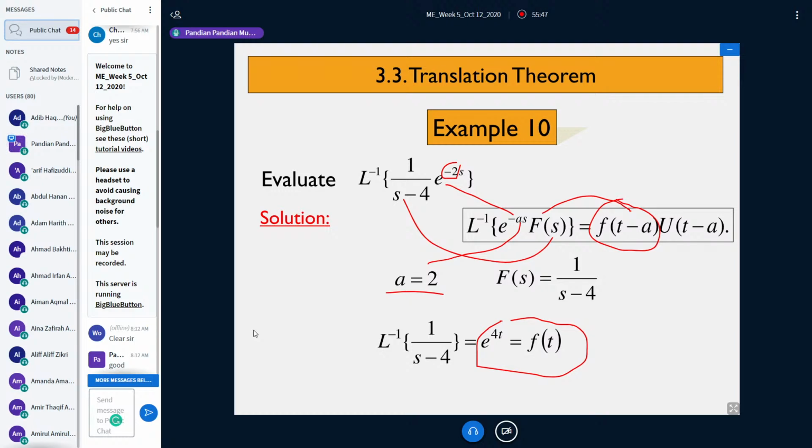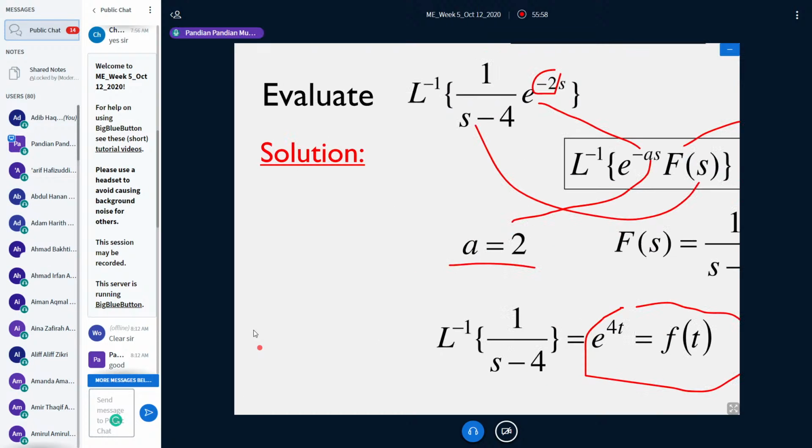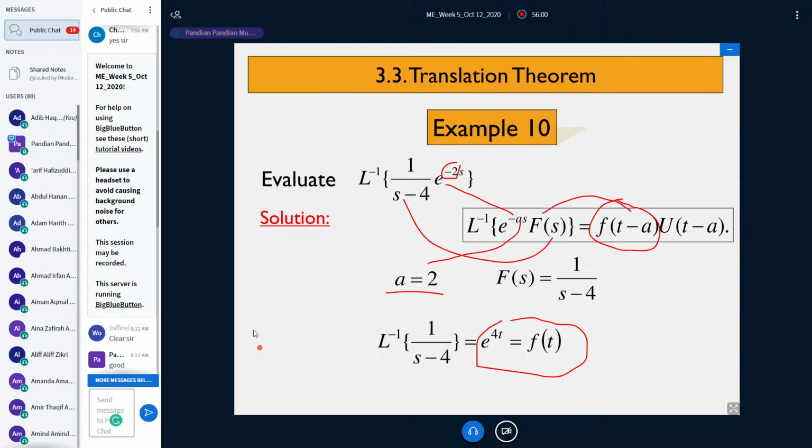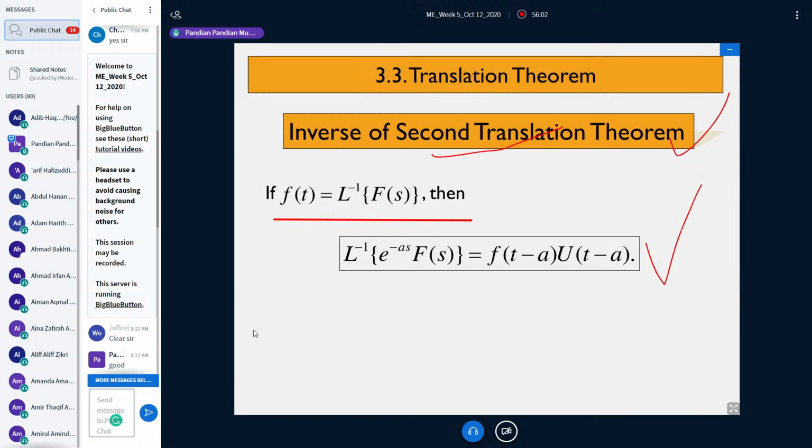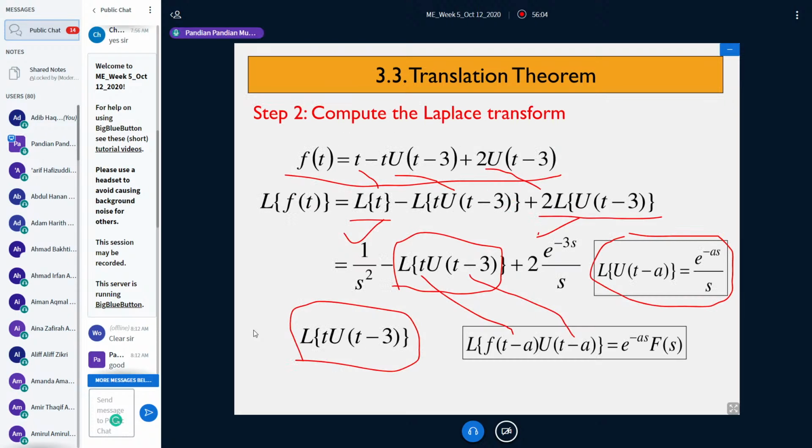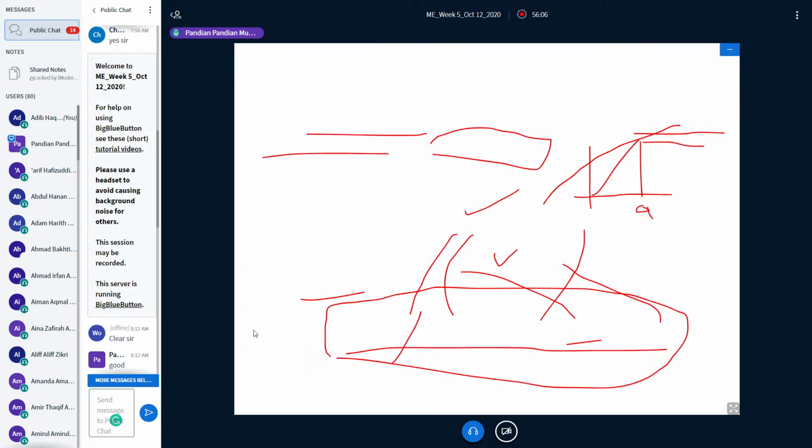So anybody else? This is a question and answer session. You can refer to all the previous slides. They're all free. This translation theorem, we missed it last week.